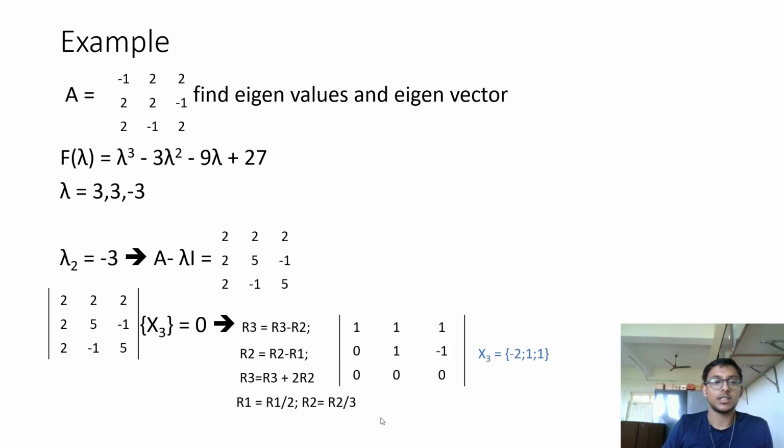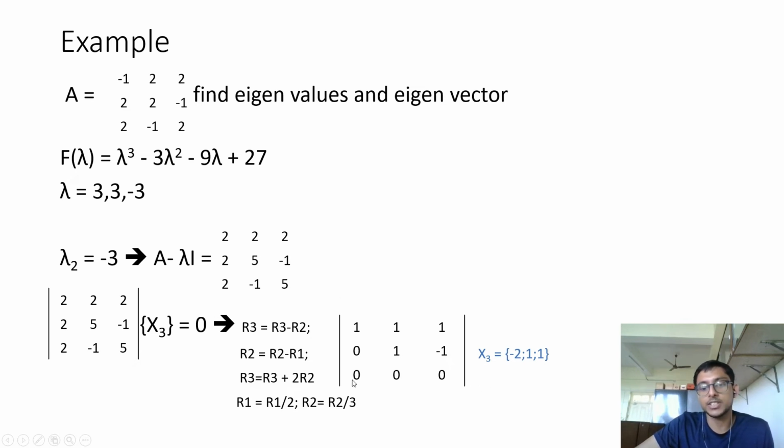Now, for eigenvalue minus 3, we again put the lambda into A minus lambda I, and we get this matrix, and we have a homogeneous expression. We will solve it by converting this A matrix into a reduced row echelon format. How do we do it? We perform these row operations one by one, and we get the reduced form as this particular form. And then from this, it is easy to identify.